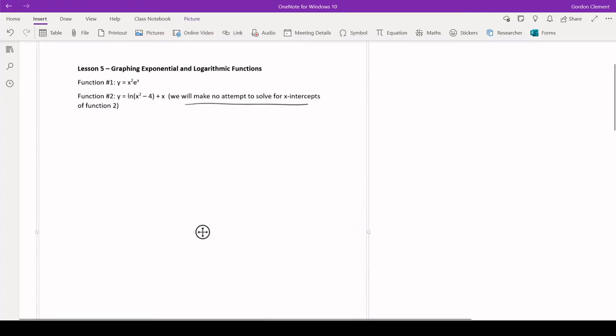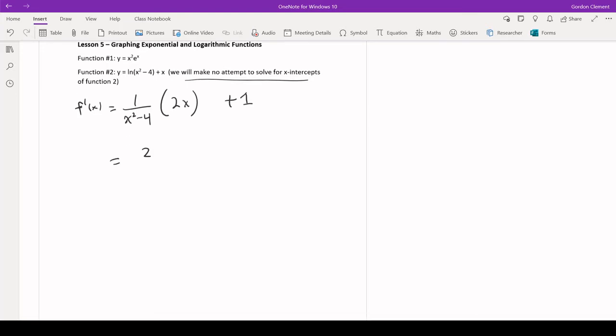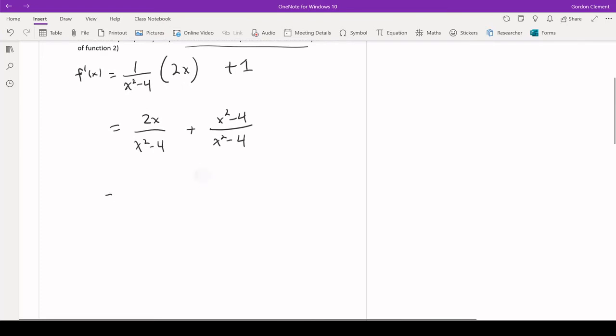So I'm going to start with my derivative. Derivative of a log thing is 1 over that thing, and then multiply by the derivative of the inside after the fact, so something like that. And derivative of x is 1. So I get 2x plus 1. And so what we're going to do is make a common denominator here. So we're going to turn that 1 into x squared minus 4 over x squared minus 4. And so what that derivative turns into is x squared plus 2x take away 4 over x squared minus 4.